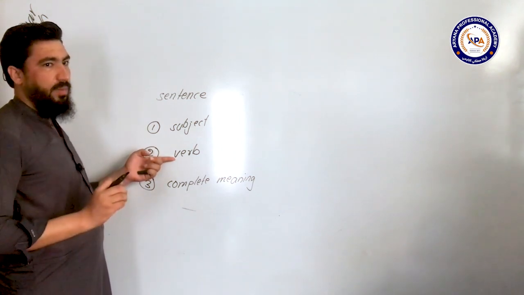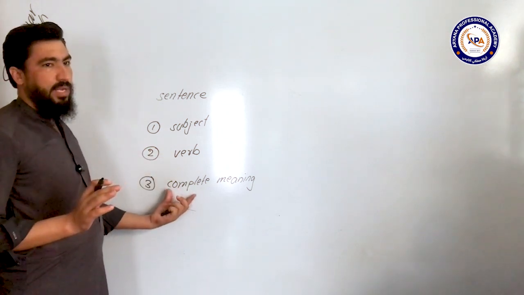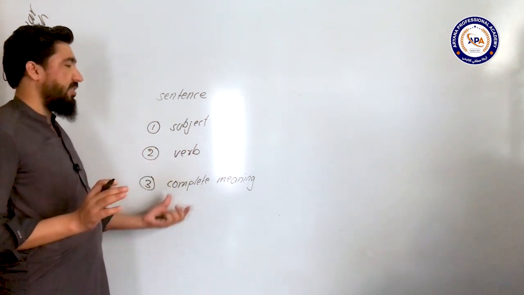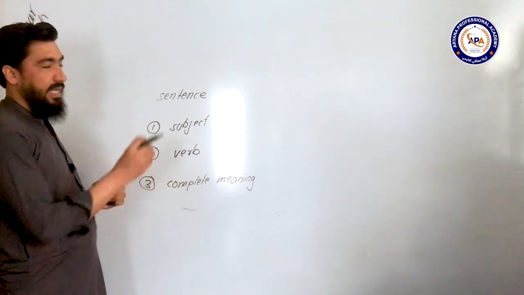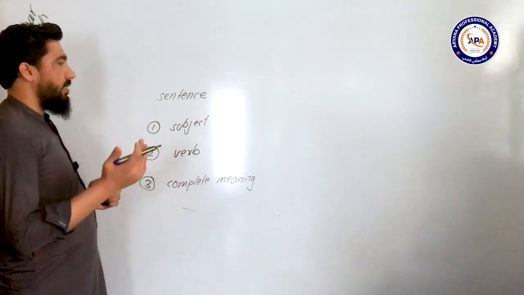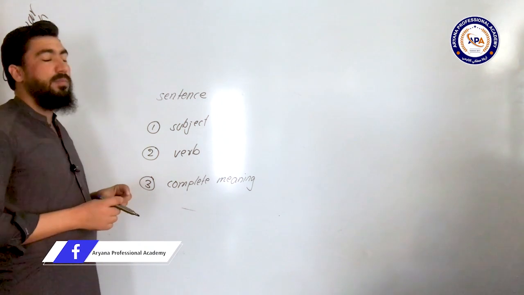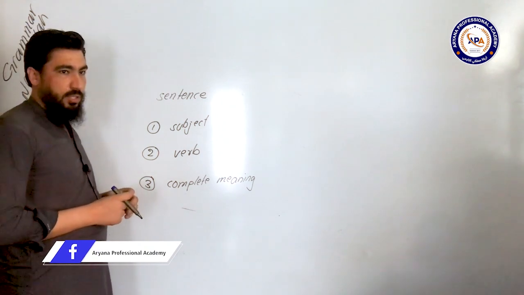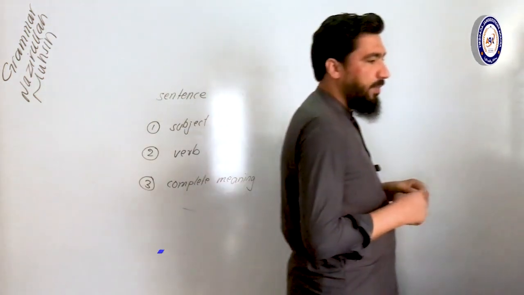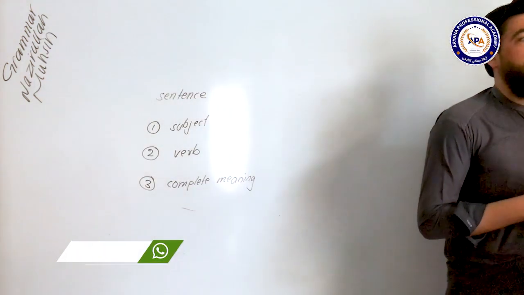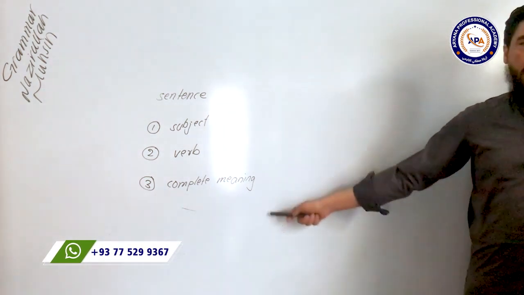Without subject and verb, a sentence is impossible, right? And it must convey a complete meaning. So if a sentence has these three characteristics, whether there is an object or not, it doesn't matter. It is still a sentence. And in one case, we have minor sentences as well, where there is no subject and verb. In minor sentences, even if there is no subject and verb, it is still a sentence. But in normal, major sentences, a sentence must have these three qualities.